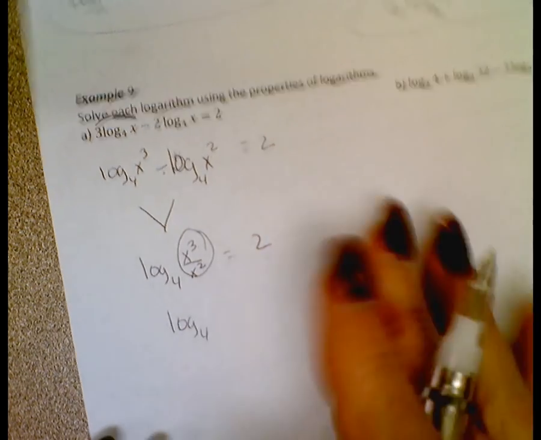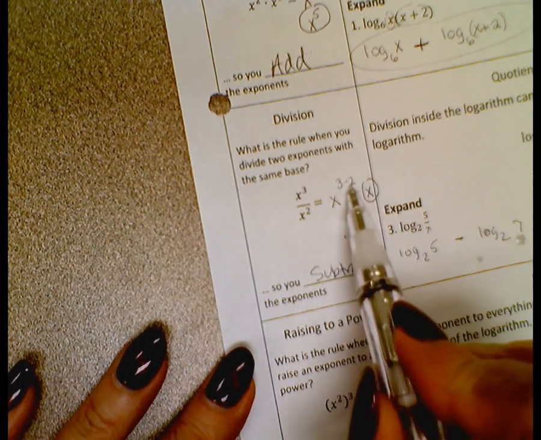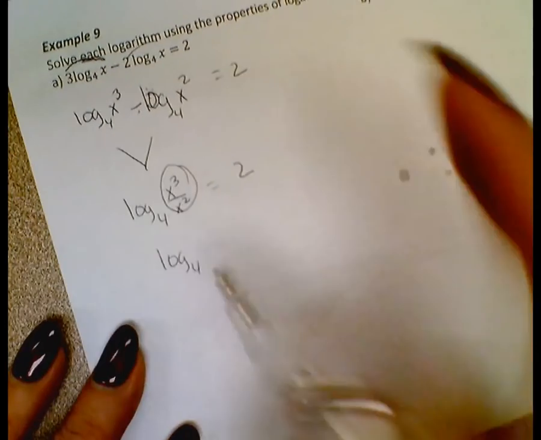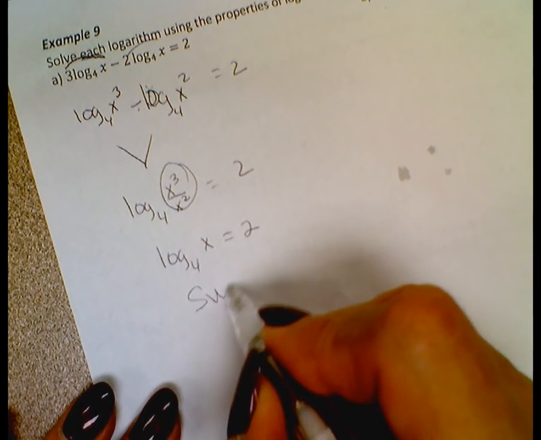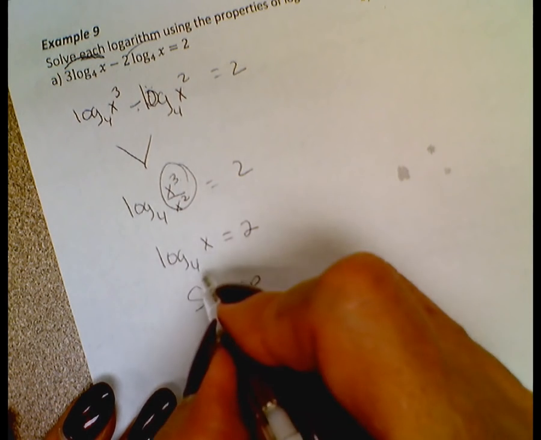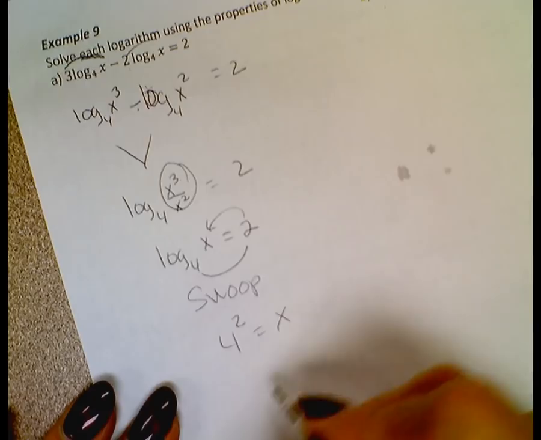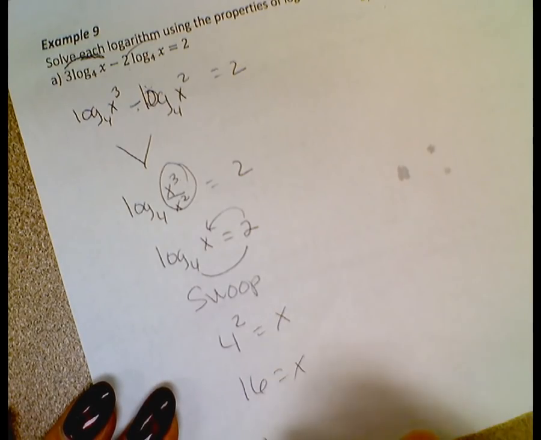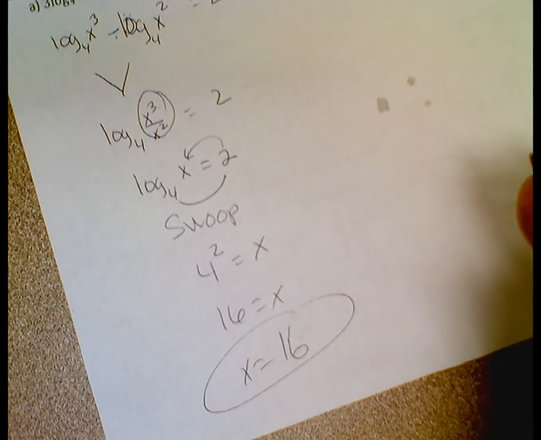X cubed divided by x squared. I think I just did that over here. Look, x cubed divided by x squared. You subtract your exponents and you get x. So this whole thing is x equals 2. At this time is when we go ahead and swoop. Because once you get down to a single logarithm, you can swoop. So 4 squared equals x. So 16 equals x, or x equals 16 is your answer. And we solved it.